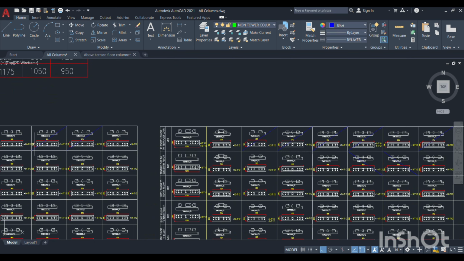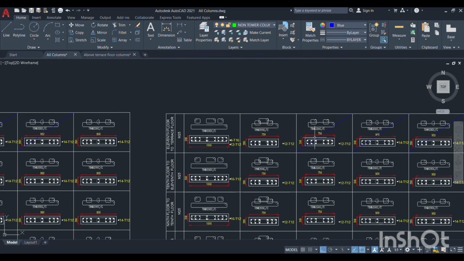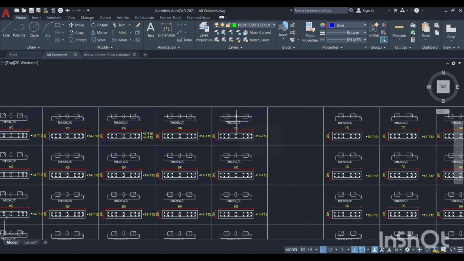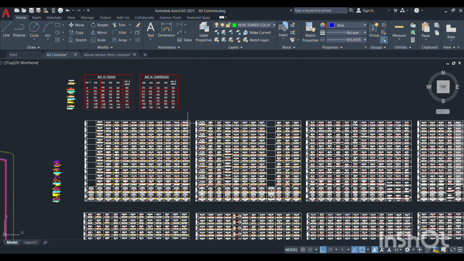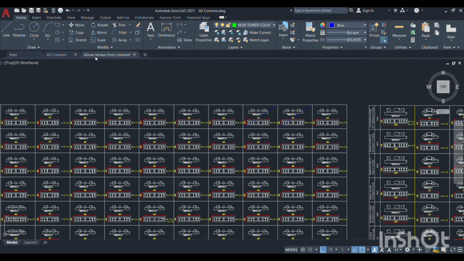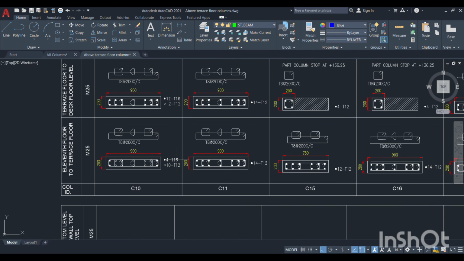So in those columns, whatever the column changes are there, I have marked them over here for our identification. Whatever columns are marked on the 11th floor, these columns should not be referred to for execution. So I have marked those over here. For those respective columns, we need to refer to the updated, meaning latest, column detail as per the updated one.